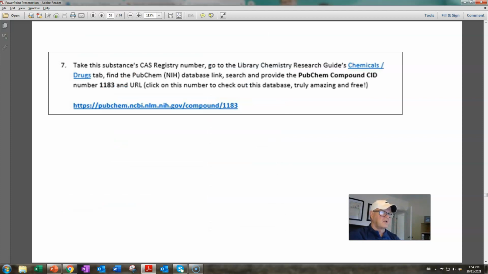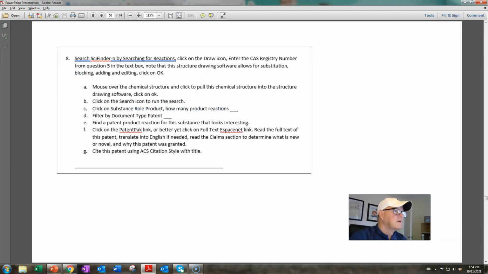So here's what it is. I found 1183 was the number. It's the CID or PubChem number for this compound, just like CAS has a registry number. And here's the URL to find more information about it. Let's go to number 8.